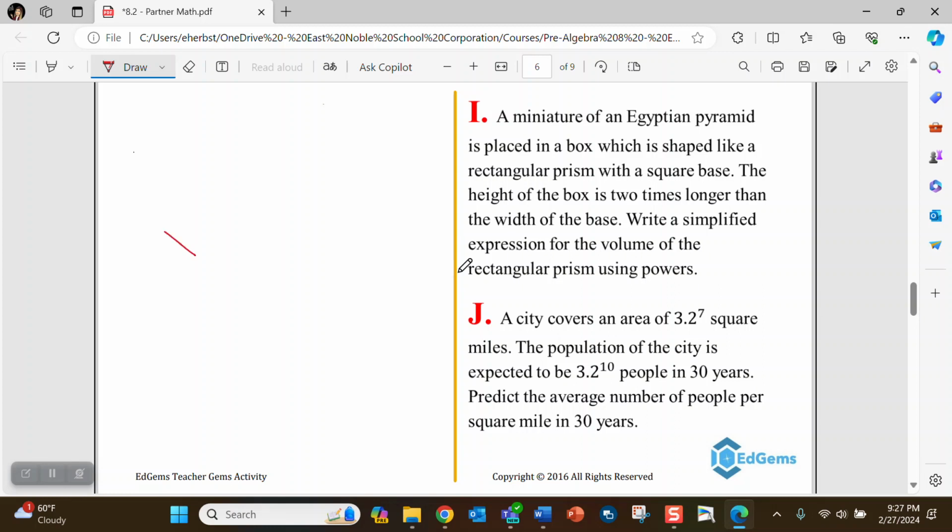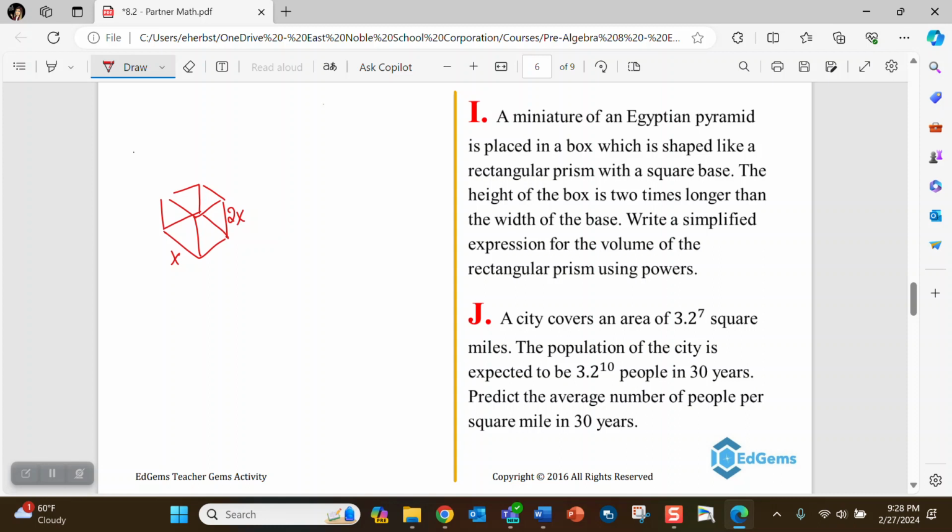So if I just kind of draw a quick picture here, it has a square base. And so then here's the box that it's placed in. So we're told the height of the box is 2 times longer than the width of the base. So it's a square base, so if we just call that x, and now we want to say 2 times longer than x for the height, that would be 2x.